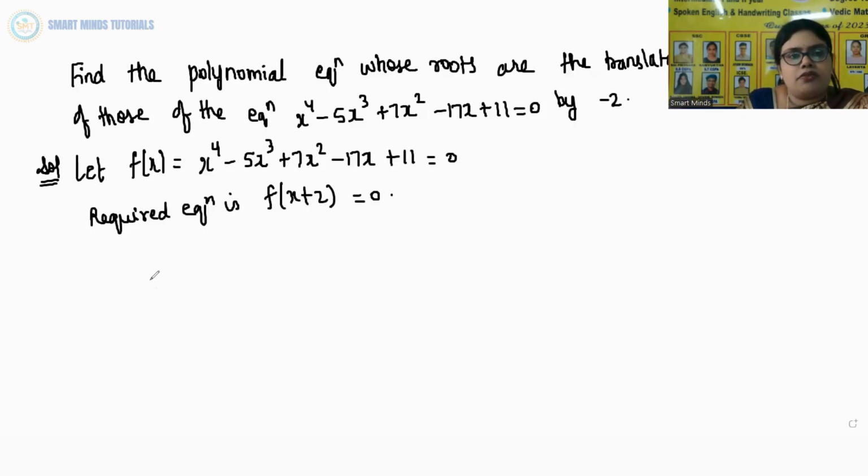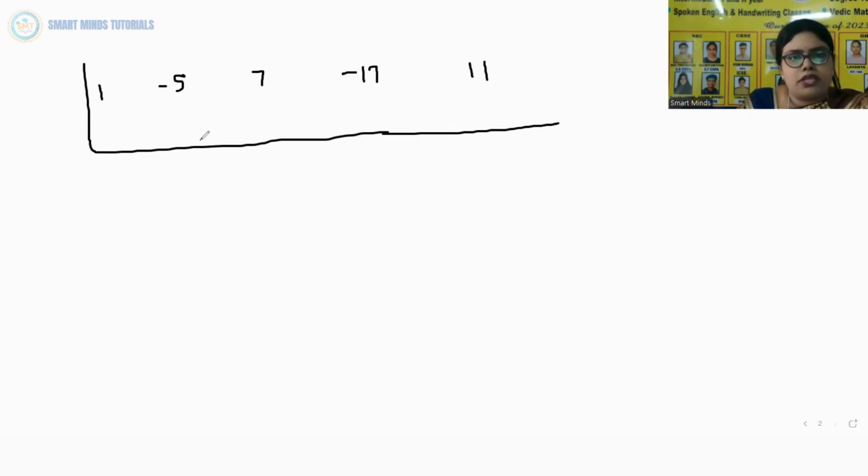So for this we will make use of synthetic division. So first we will take all the coefficients. So coefficient of x power 4 is 1, coefficient of x cube is -5, then 7, then -17 and then 11. Then we do it by using synthetic division. So over here we should take -2. -2 was given, no? So here we should take +2.